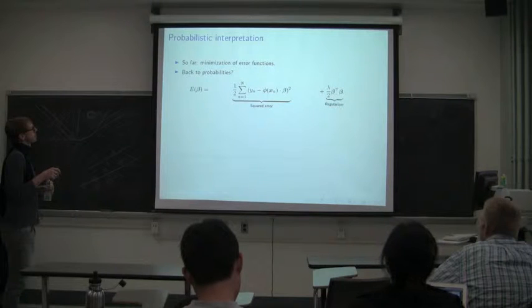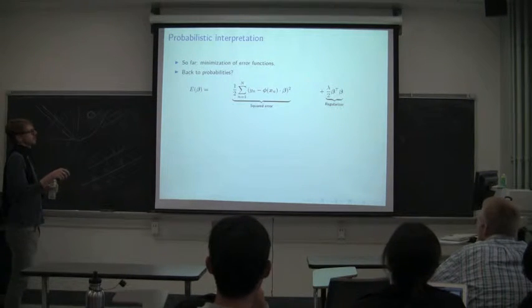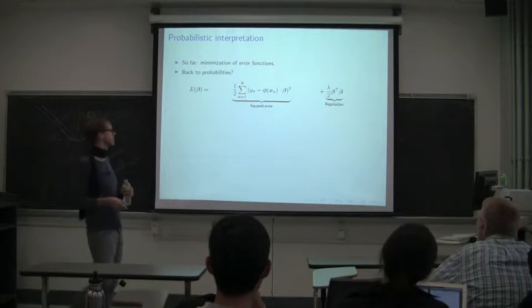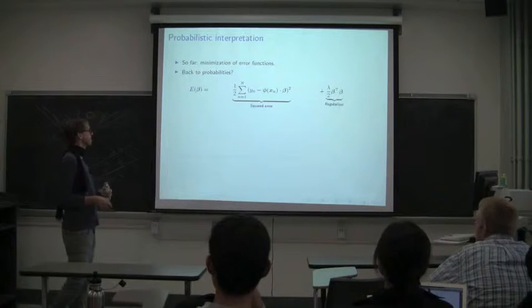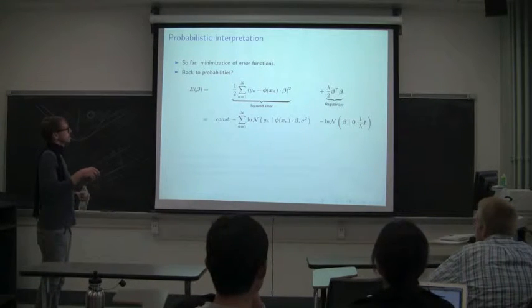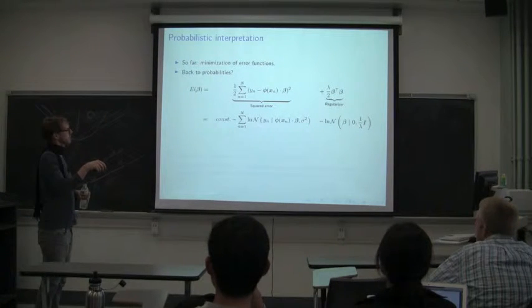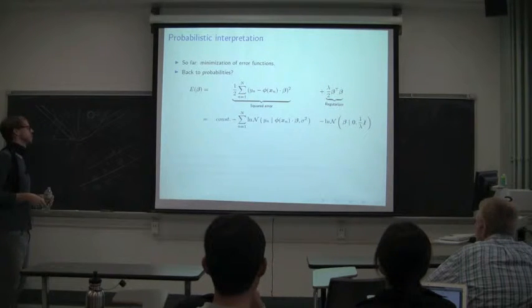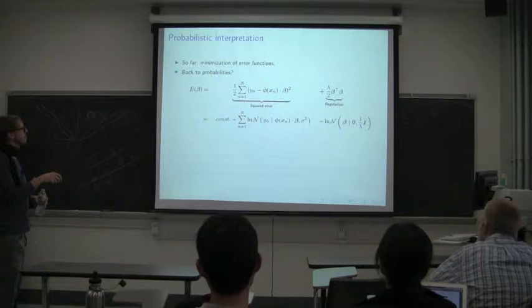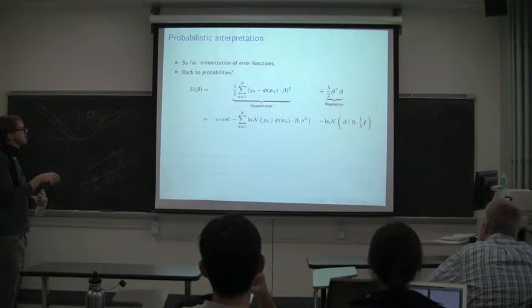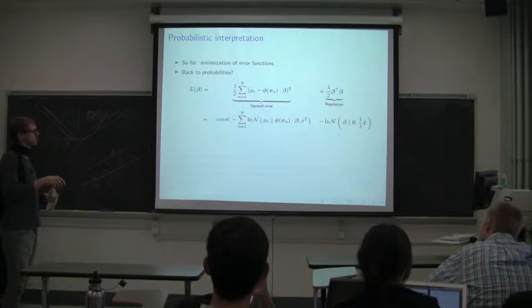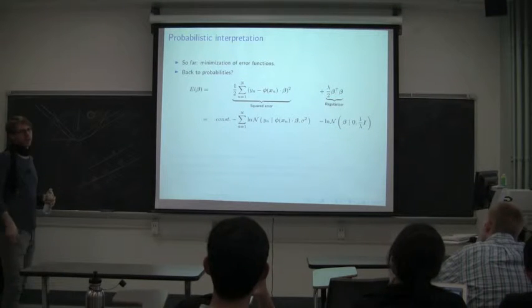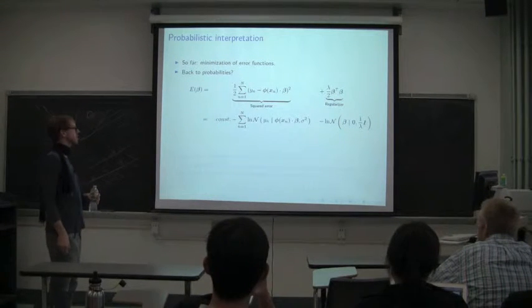Okay, so far we talked about some error functions and some regularizers that we optimize, but can we give this a probabilistic interpretation? And of course we can, because these squared errors basically appear in Gaussians. Whenever we minimize a squared error, that is the same as maximizing the log likelihood of a Gaussian. And the same is true for the log prior distribution, if the prior is a Gaussian distribution.